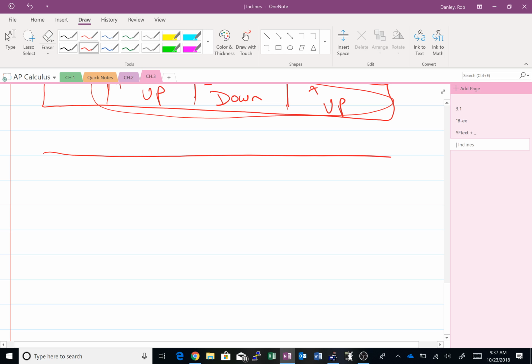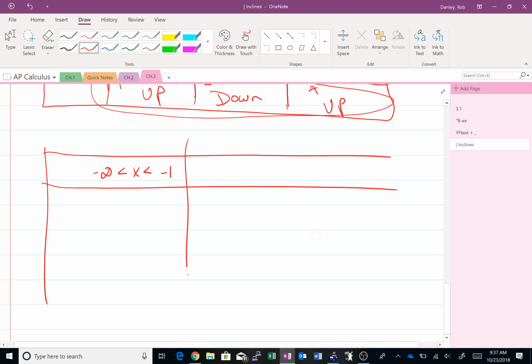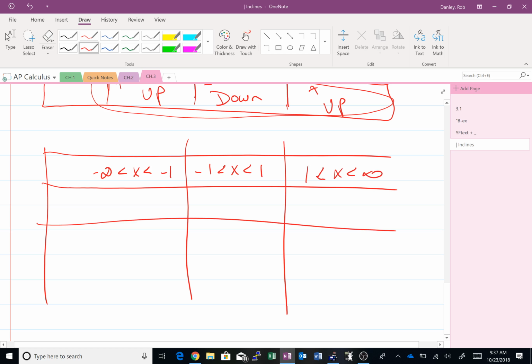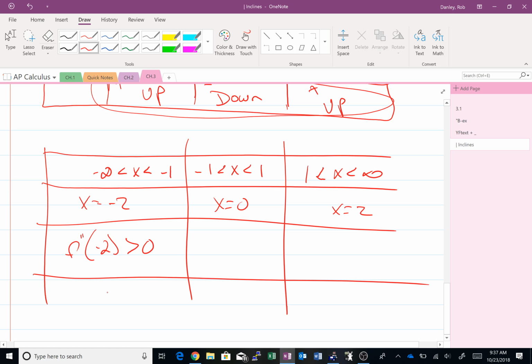Here's an interval. I've got negative infinity to negative 1. Negative 1 to 1, and then 1 to infinity. My test value is going to be x equals negative 2. I'm just picking any value in this little interval. Here I got x equals 0, and here I have x equals 2. If I tell you f double prime of this test value is positive, what can you tell me about this interval?